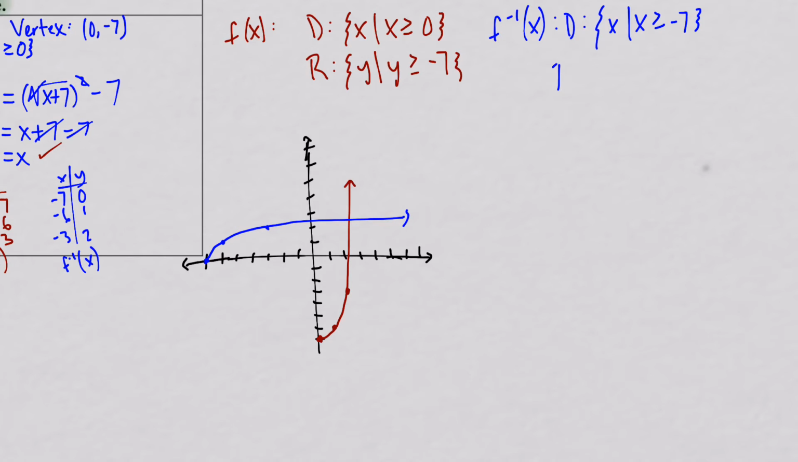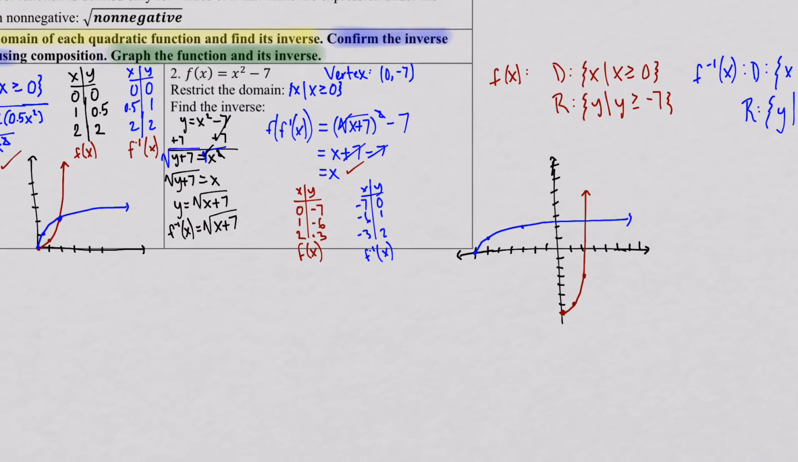And the range, all the y values, look at it, it's all the y values above 0. All the y values that are greater than or equal to 0. And if you compare them to each other, you can see again that the domain and the range have flipped roles. Y is greater than or equal to -7, that's the range of the original. But in the inverse, the domain is x is greater than or equal to -7. See how that still works out, just like we learned before. Right, and that's your finished work.